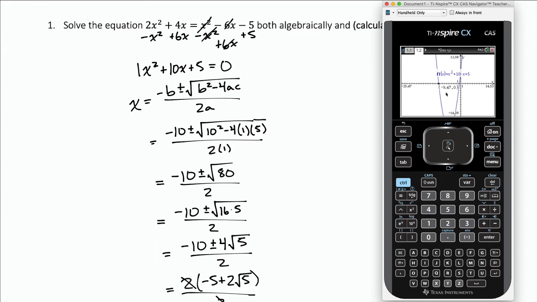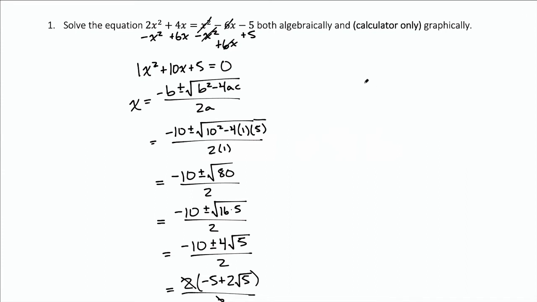We get negative 9.47. If you want more decimal places, you can go to Menu, Settings, and then it asks for more digits, and you can say how many digits you want. I'm just going to leave it the way it is. So I get negative 9.47. So I get x equals negative 9.47.